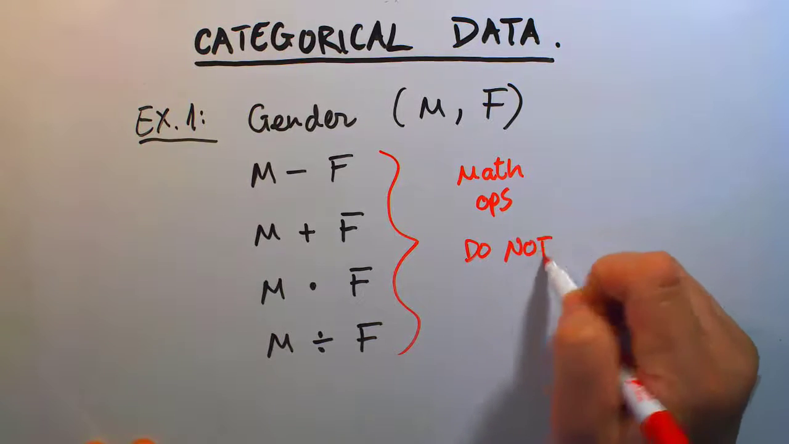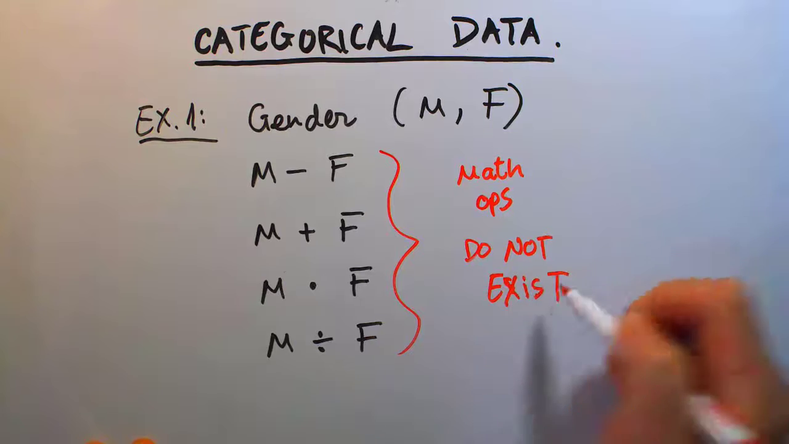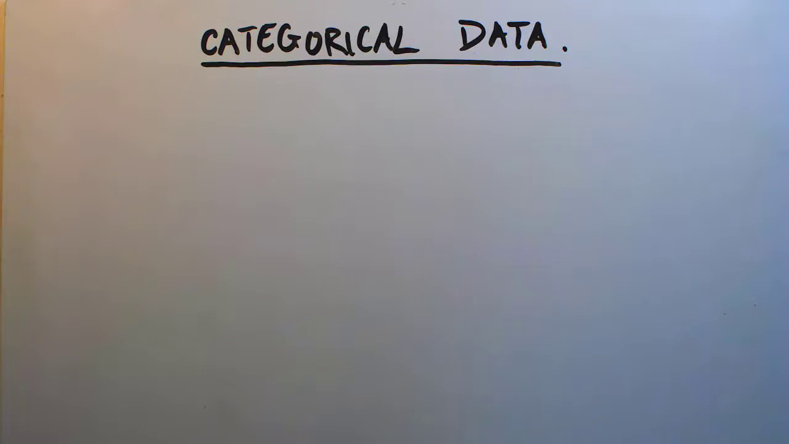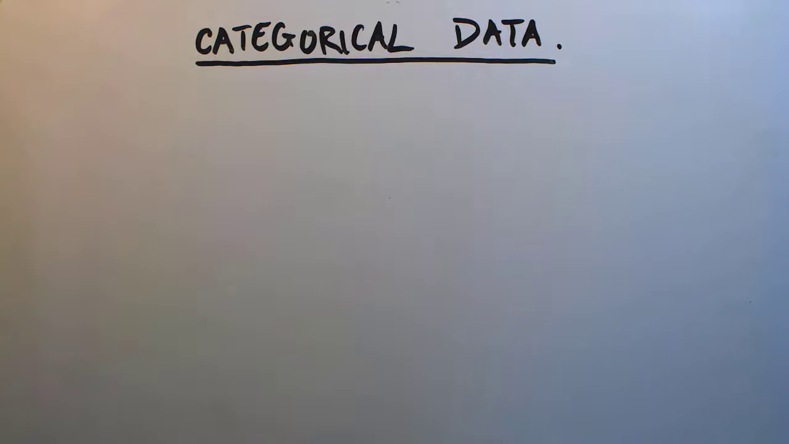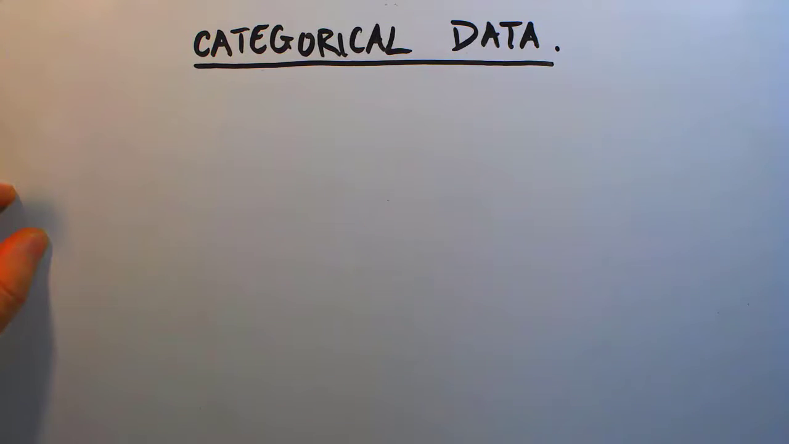So all mathematical operations do not exist for categorical data. And so as a bottom line, before we move any further in terms of categorical data, let's summarize what we have seen so far throughout our first example.